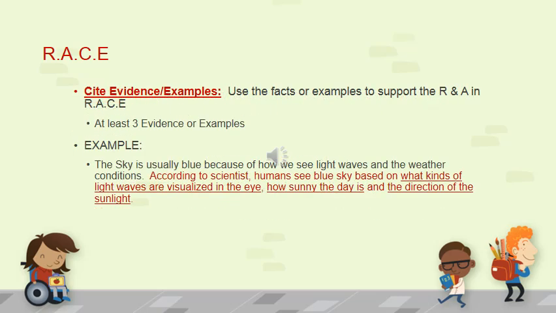The letter C in R.A.C.E. stands for cite evidence or examples. You want to use facts and examples to support what you're saying. The sky is usually blue because of how we see light waves and the weather conditions. That's our R and our A. Our C: according to scientists, humans see blue sky based on what kinds of light waves are visualized in the eye, how sunny the day is, and the direction of the sunlight.